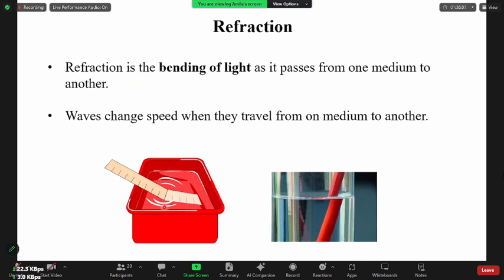Tell me, what are the two mediums here or here? Here you can see a ruler in a water basin. Here, a pencil or straw in a water glass. So what are the two mediums here and here?